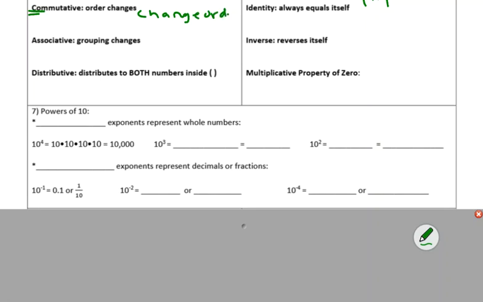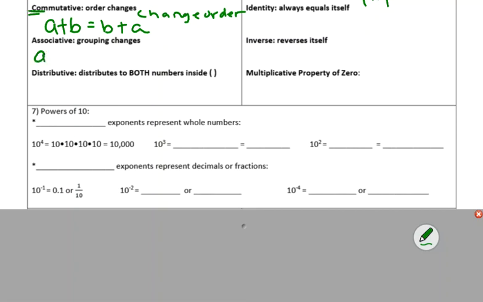Okay, so if we were talking about commutative of multiplication or addition, we would say that A plus B equals B plus A. Or you could say A times B equals B times A. The order is just changing. Now, if we talked about associative property, the order stays in the exact same position. Every number stays in the exact same place.